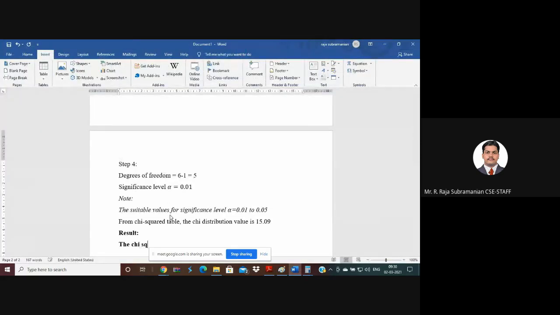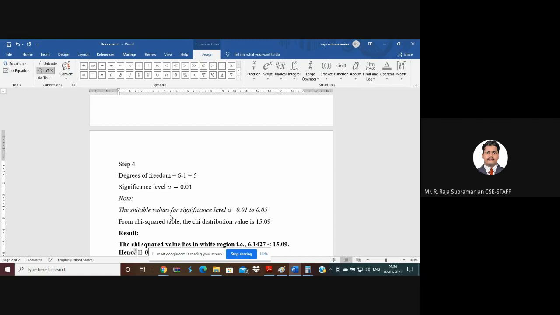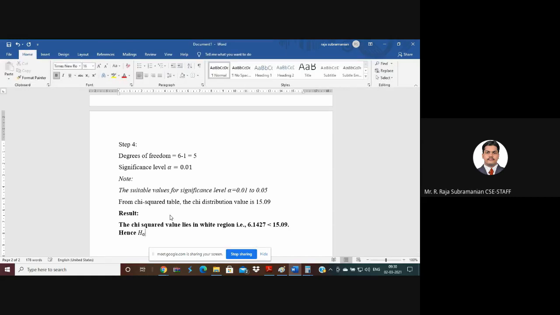Right, now we go here. The chi-squared value lies in the white region, that is, 6.1427 is less than 15.09. Hence, what we say is that H naught, the null hypothesis, which says the dice is fair, is accepted.